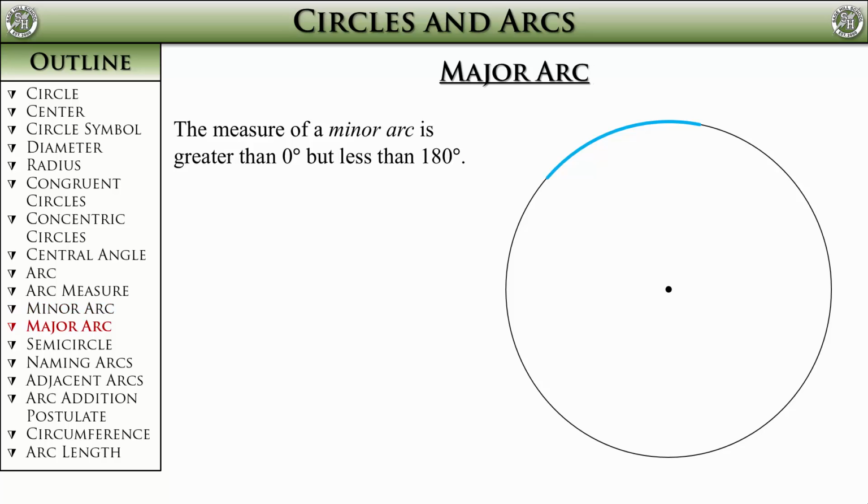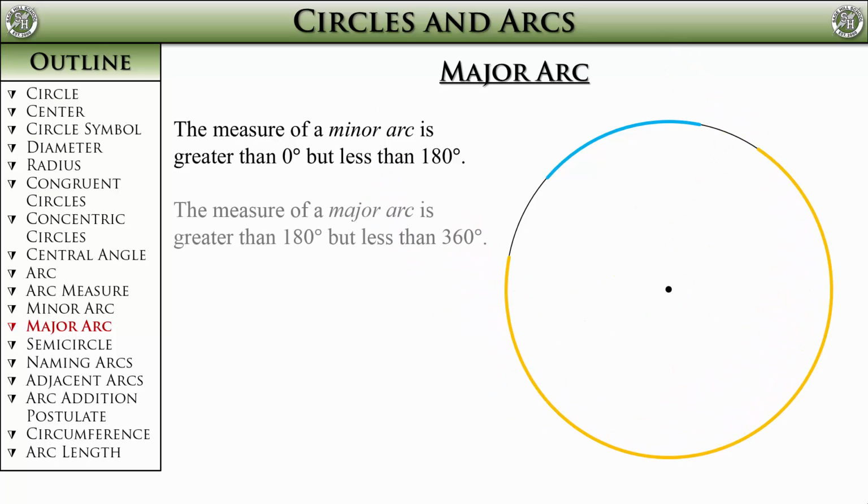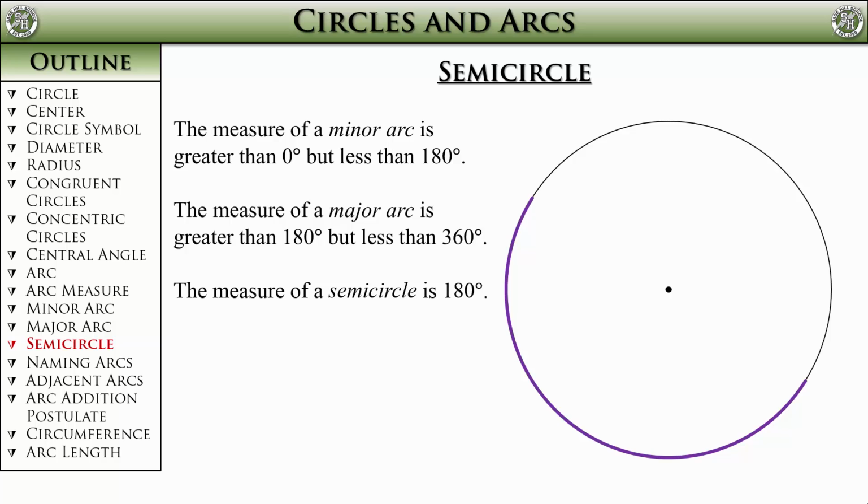If a minor arc sounds small, then a major arc should sound like it is big. And it is. This orange arc here is a major arc. Specifically, the measure of a major arc is greater than 180 degrees but less than 360 degrees. In between those two, we have a semicircle. A semicircle is exactly half a circle. As such, the measure of a semicircle is exactly 180 degrees.